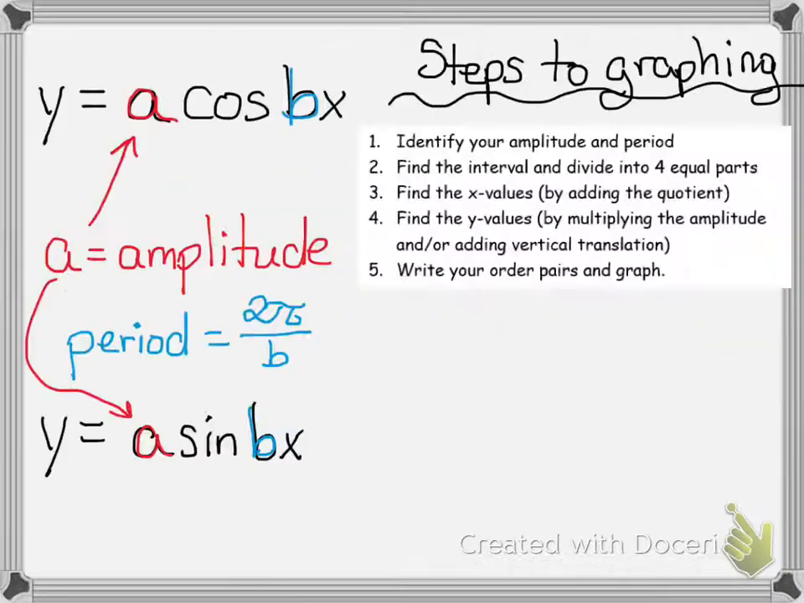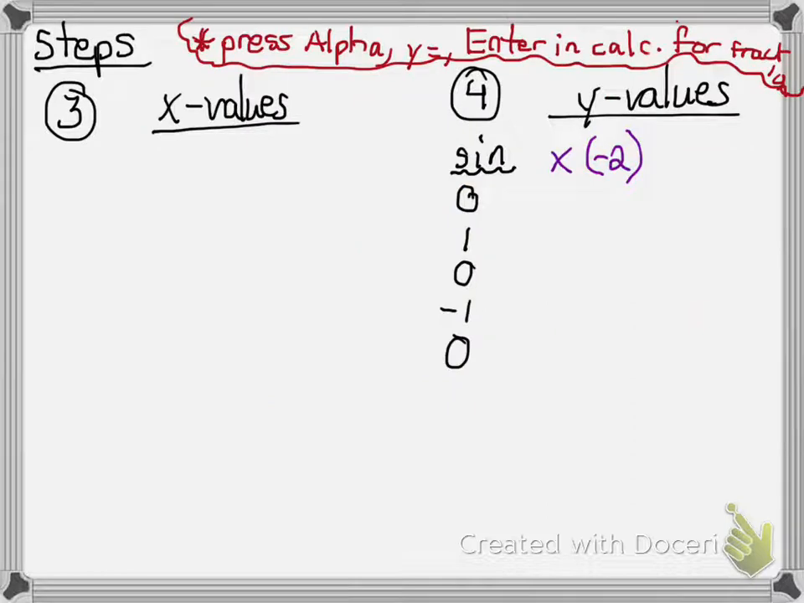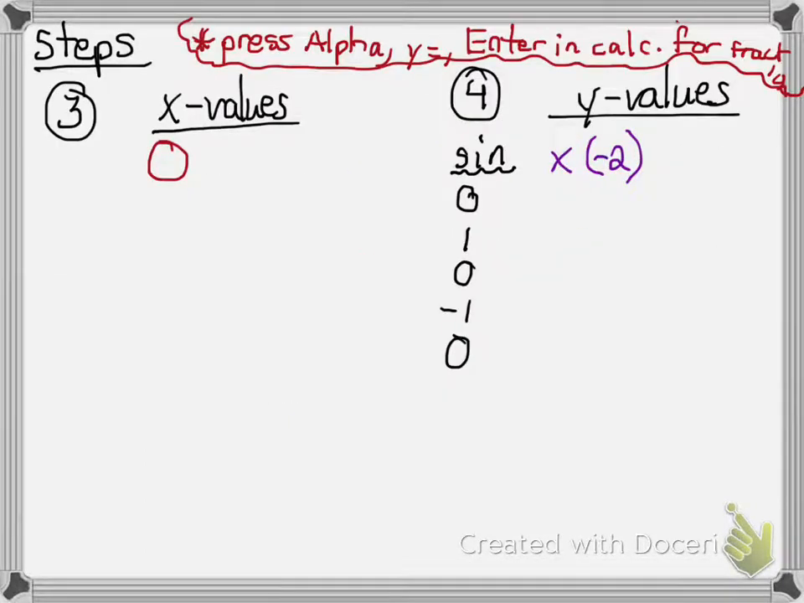We need that because in step 3, where it says find the x values, you're going to be adding the quotient every time. So as you can see, my interval goes from 0 to pi over 3. So my starting value will be 0. And as you can see, my quotient is pi over 12. So I'm going to go over to the side and do 0 plus pi over 12. And that equals pi over 12.